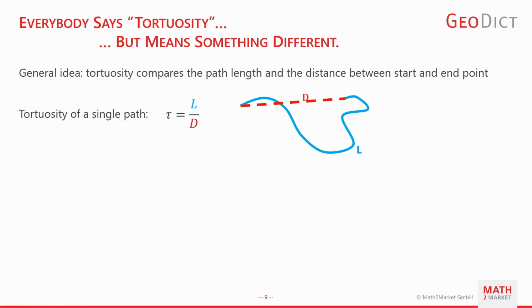So, tortuosity is another often used measure to describe pores. And the general idea is easy. You compare the length of a path with the Euclidean distance between the start and the end point. And the more tortuous this path is, the larger the tortuosity value. But we now want to define a tortuosity not only for a single path, but for the whole porous material.